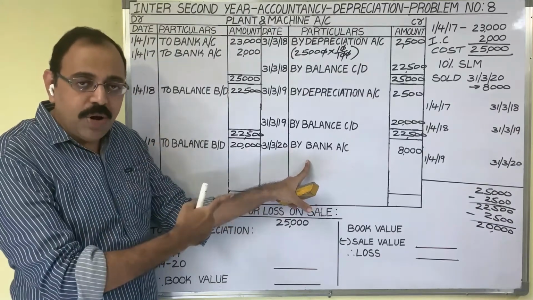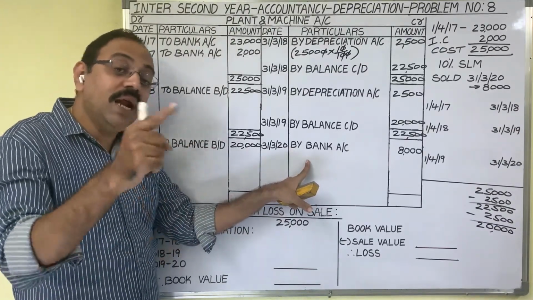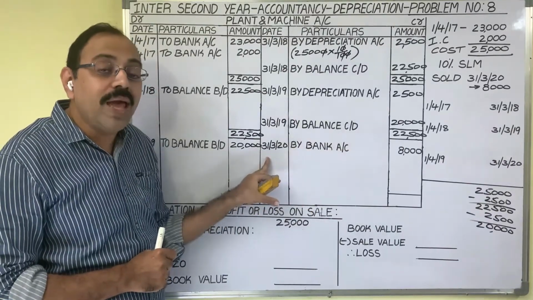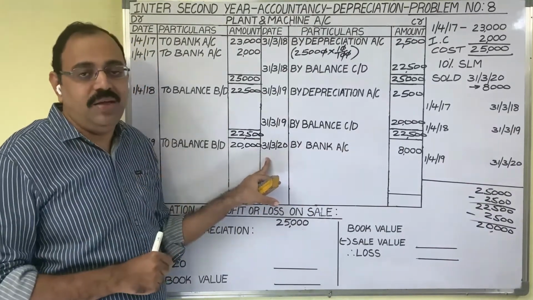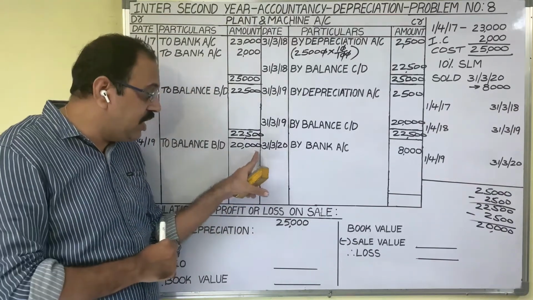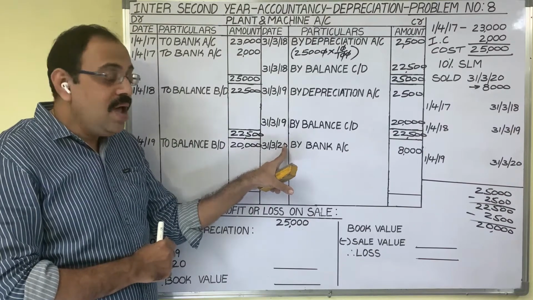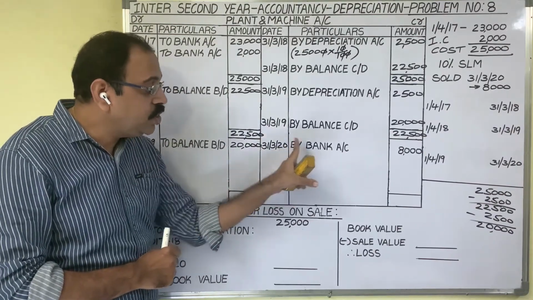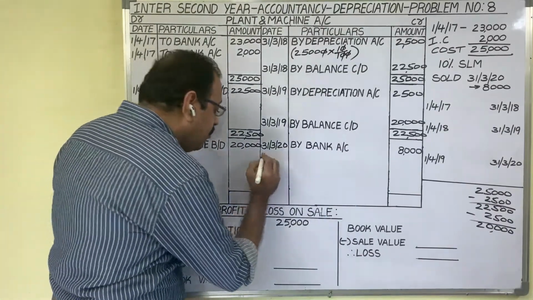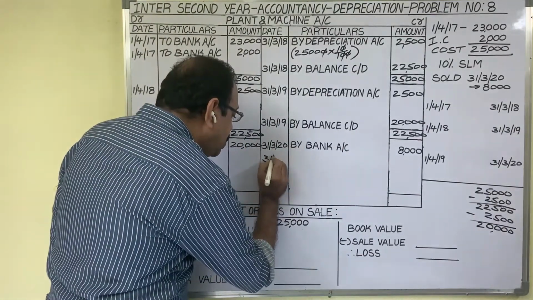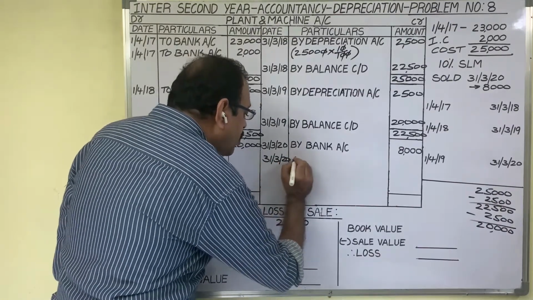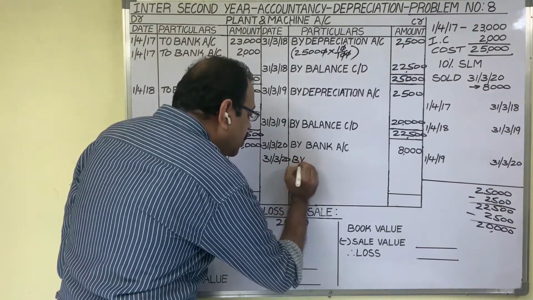In the present problem, the asset is sold at the end of the year. Therefore, depreciation also we are going to calculate on the same day, the end of the year. If the asset is sold before this date, then up to that date only we should provide depreciation. So the depreciation date is 31st March 2020. Write down the depreciation.